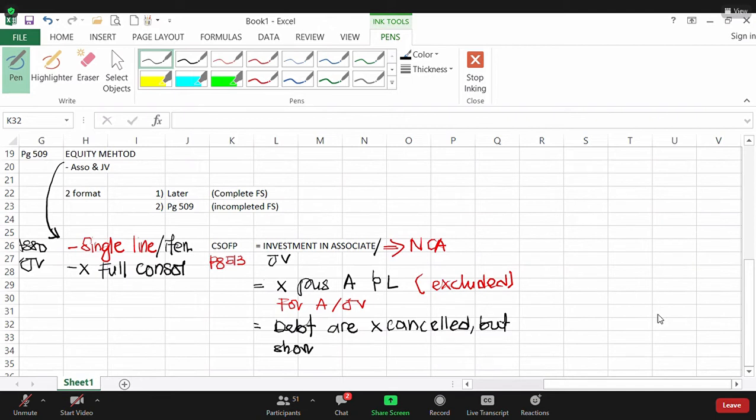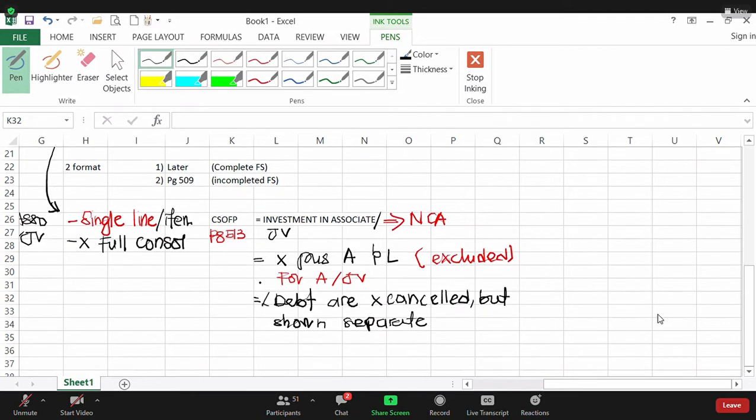Okay, but shown separately. So what about the rest? The rest you have to eliminate as usual. Okay, the rest are eliminated as usual, but only intercompany debts are not cancelled, but you have to show separately. Okay, that was about consolidated SOFP.